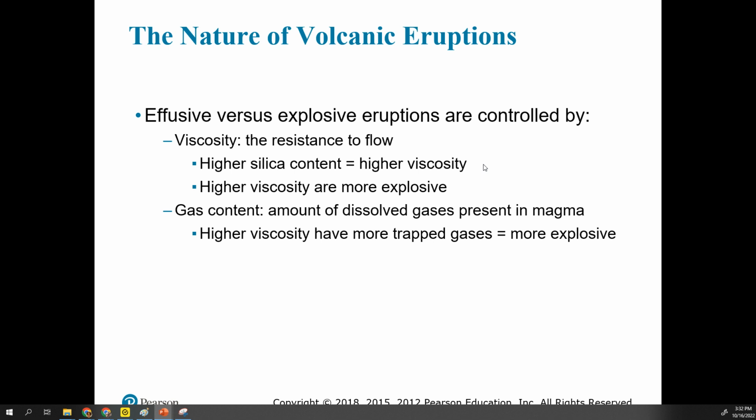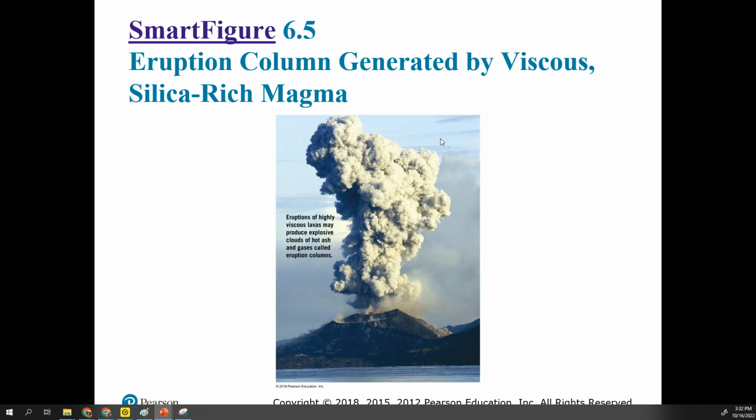And then gas content. The gas is going to play a role in terms of how explosive the eruption is, but it's that same relationship where the higher the amount of silica, the more gas content there's likely to be. When we have something that resists flow, we're going to have trapped gases, and those trapped gases are going to build and build and build up pressure until they force their way through an explosive event out to the surface.